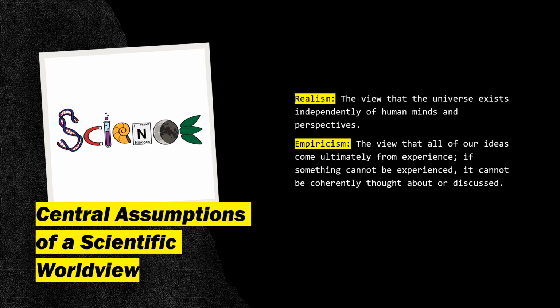A second central scientific assumption is what's known as empiricism. That is, the view that all of our ideas come ultimately from experience. That is, if something cannot be experienced, or as scientists would put it, observed, it cannot be coherently thought about or discussed. And so science puts out of its bounds anything that is in principle not observable. Right? That's part of the scientific worldview. You can't really do science if you're assuming the existence of things that cannot be observed, either directly or indirectly.